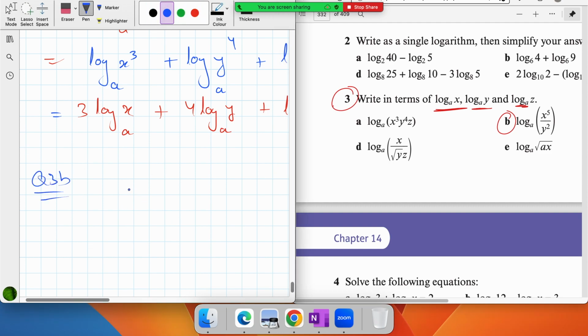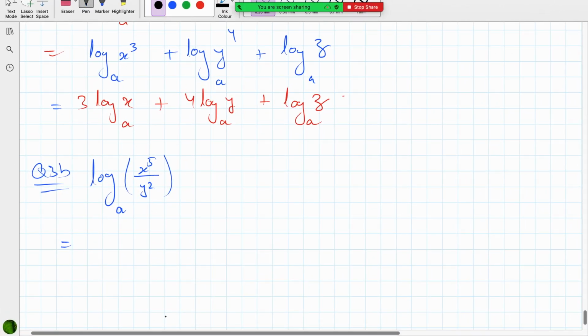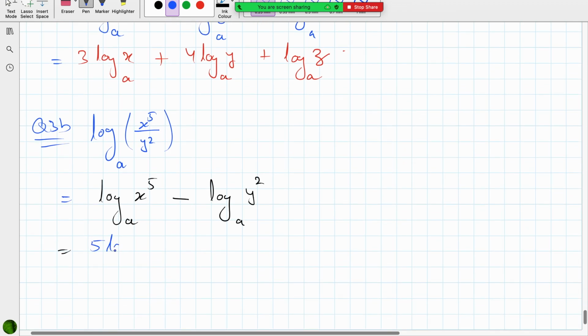Question 3b is log of x power 5 divided by y squared to base a. Now I can see divide, it would be negative. This is log of x 5 to base a minus log of y squared to base a. First step. Second step, bring the powers outside. 5 log x to base a, this is known as the power law, minus 2 log of y to base a. This is done.